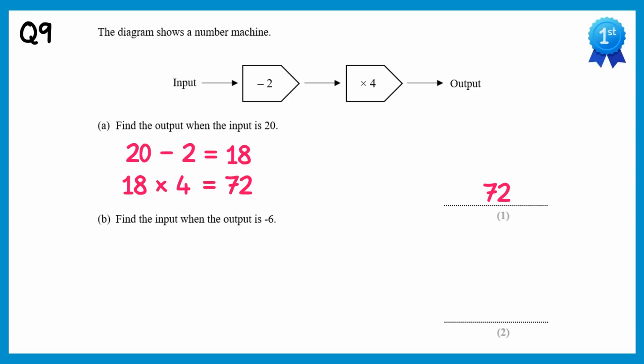For part B though, we need to find the input, but we're told the output. This time we're going backwards through the number machine. So we're going to go backwards and change all of the operations to the inverse. So rather than multiply by 4, we'll divide by 4, and then rather than take away 2, we'll add 2.